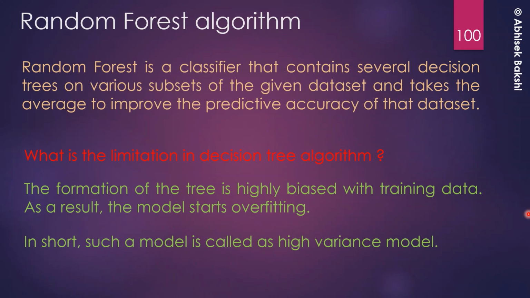Random forest is a classifier that contains several decision trees on various subsets of the given dataset and takes the average to improve the predictive accuracy of the dataset. So in a very nutshell, it's a combination of more than one decision tree. Whatever we have seen previously, the decision tree concept is very closely attached with this algorithm.